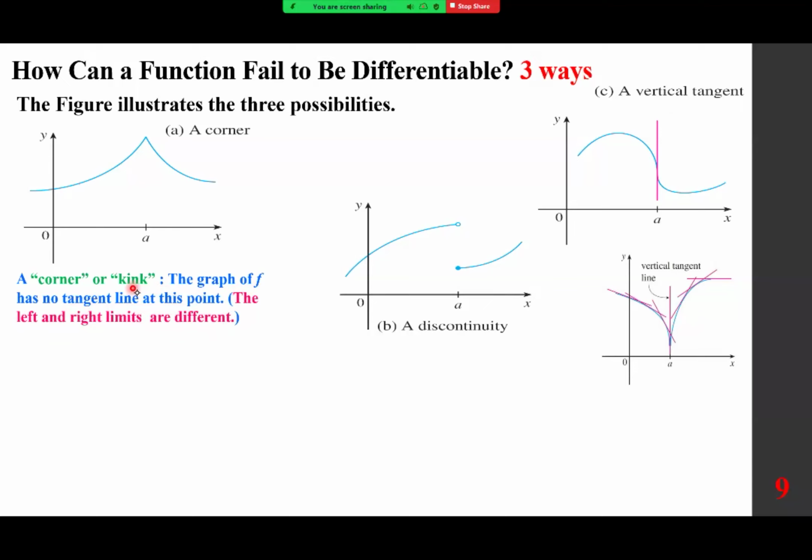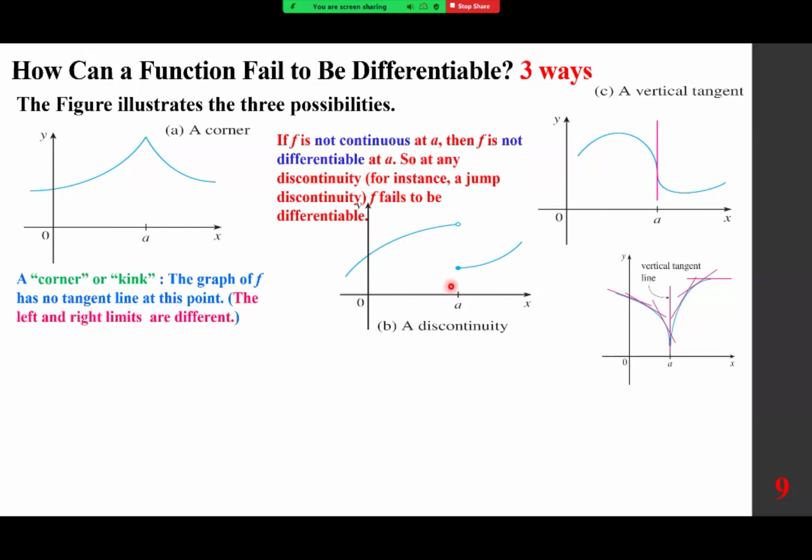That's why it fails. If f is not continuous at a, then f is not differentiable at a. So at any discontinuity, for instance, a jump discontinuity, f fails to be differentiable. When there's a discontinuity, the function can't be differentiable.